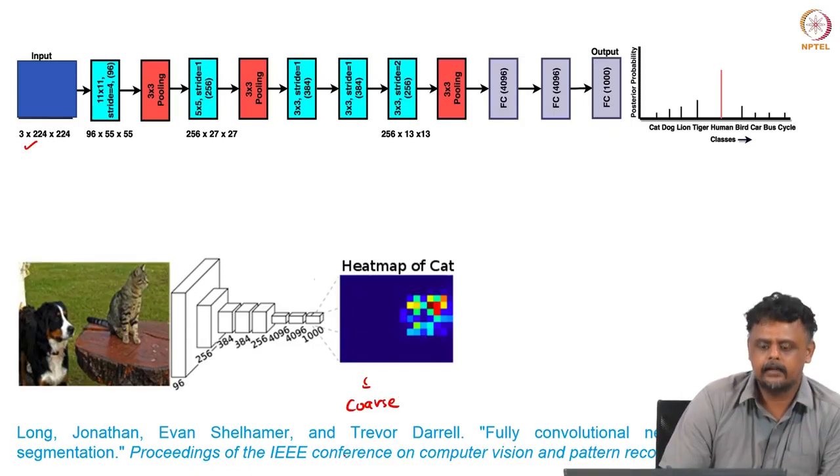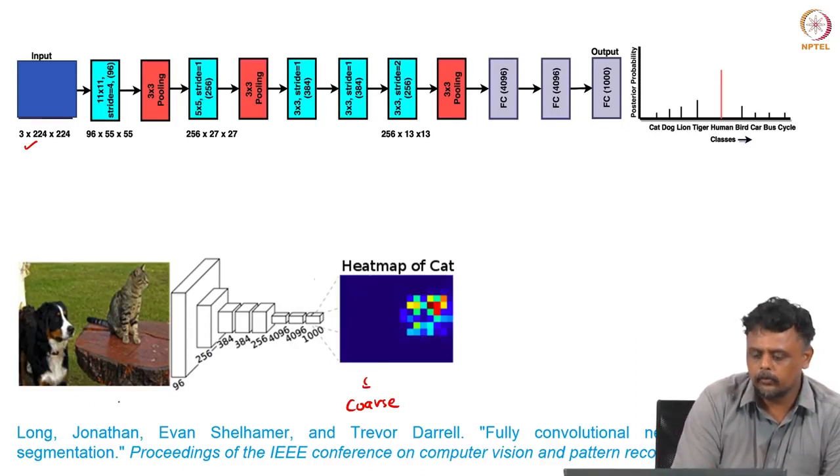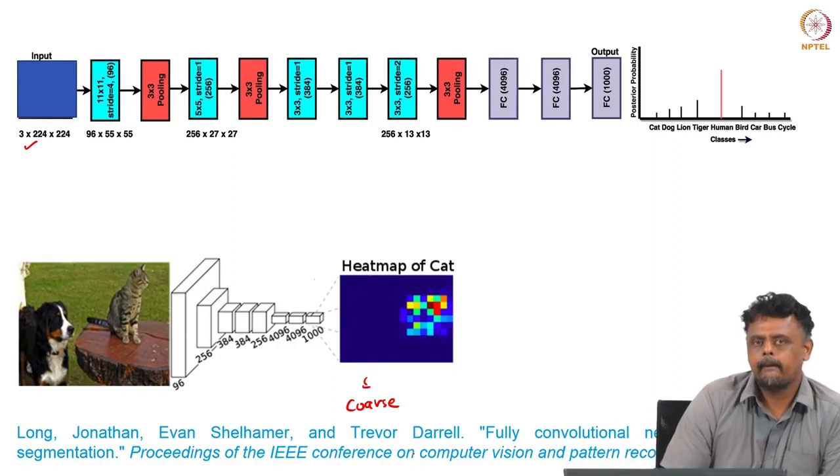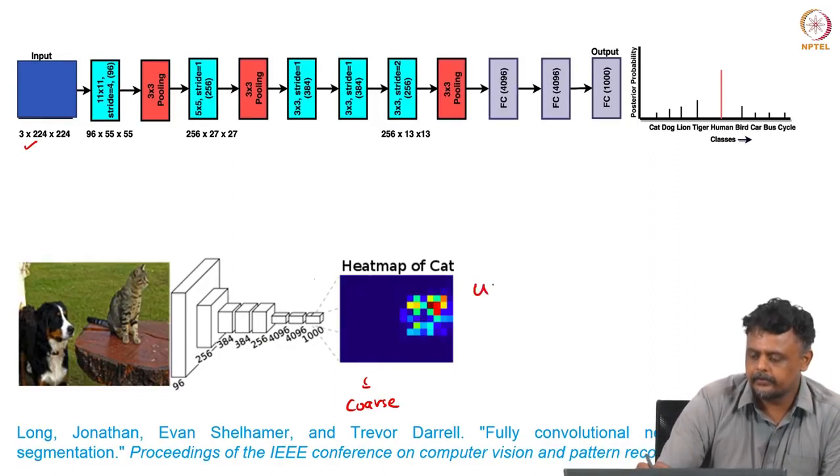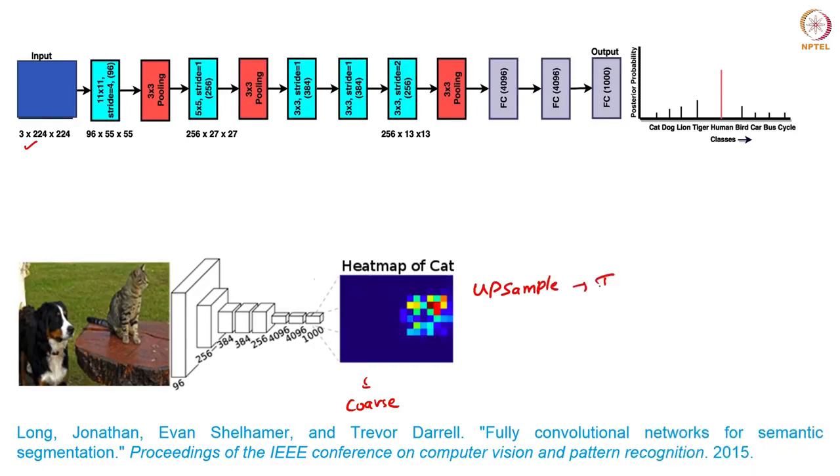What I mean by coarse is that the size is much smaller than the size of the input image, right? So what we want to do ideally is to upsample this to get to input size, right? So the simplest way, as I mentioned earlier, is to do bilinear interpolation. You don't have to learn it. In fact, you can have a learnable bilinear interpolation, but that's not very efficient because in the process of downsampling throughout this network, you have lost some information.